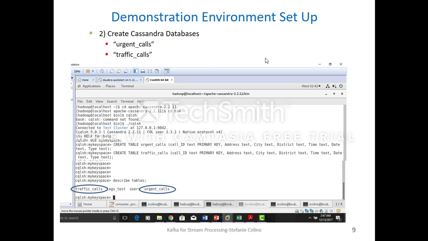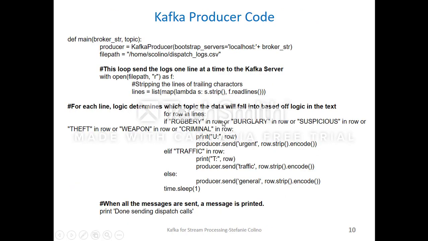In my production environment, my tables were called urgent_calls and traffic_calls. The idea of this is that I'm playing with 2 of those 3 topics. And as you can see in the image below, I created these 2 tables, urgent and traffic calls. Logs test was the table that I used in my testing environment.